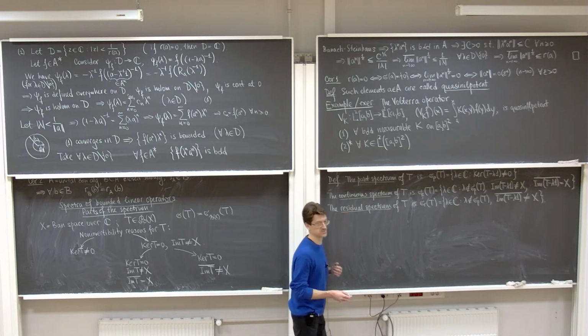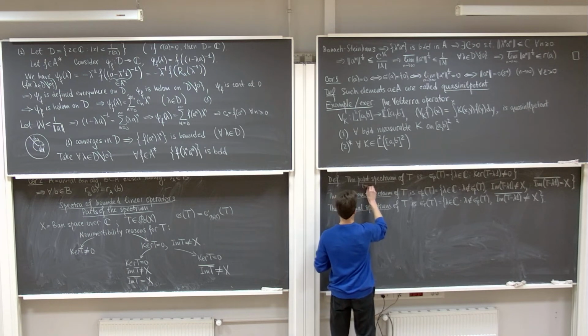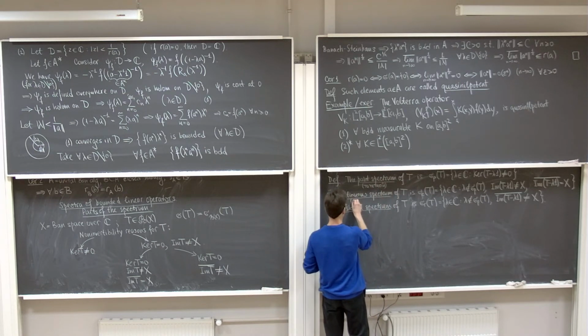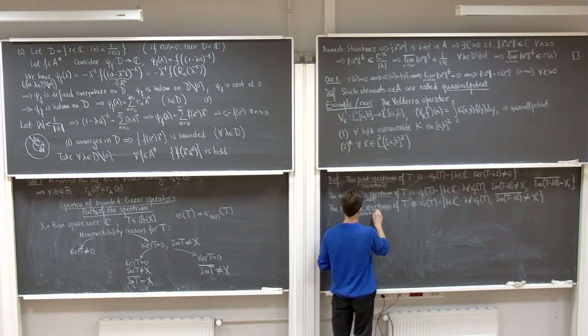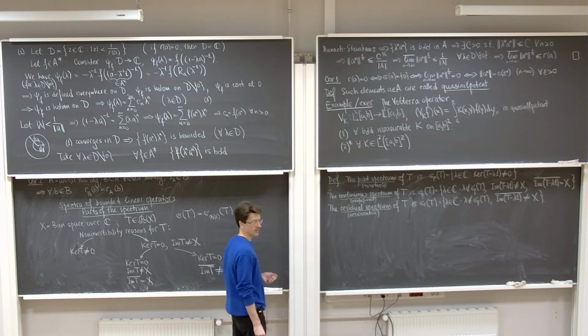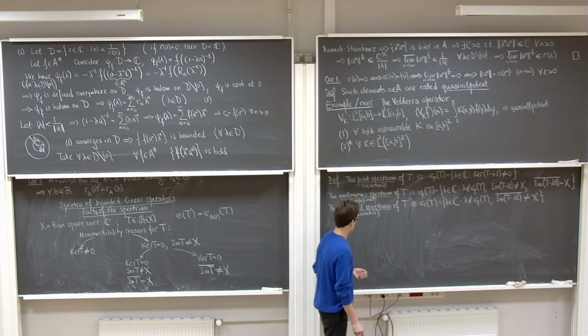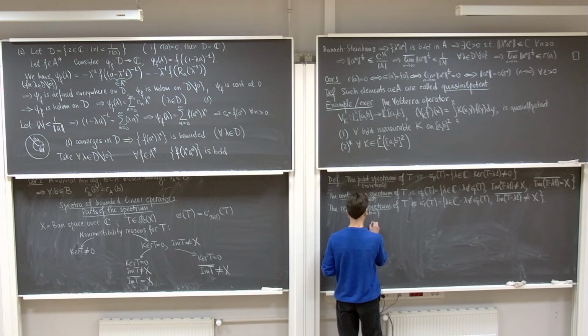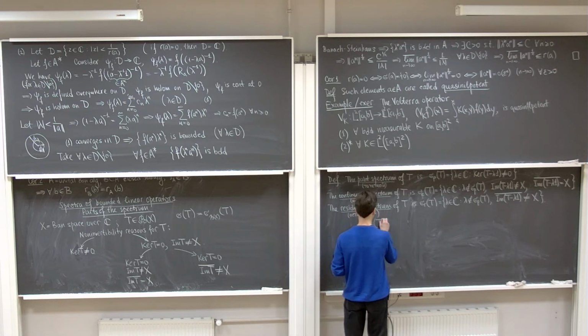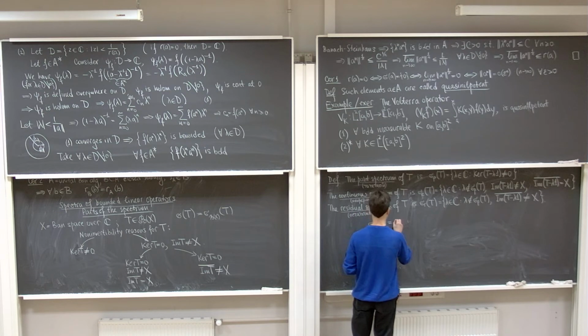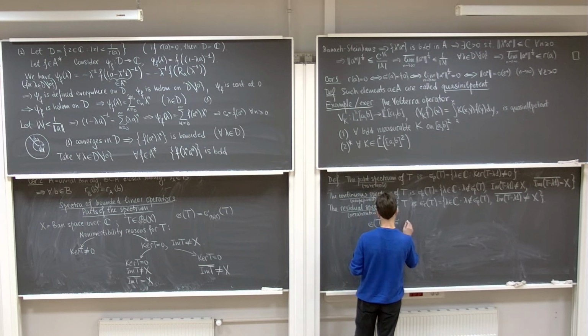So we have three parts of the spectrum. In Russian, point spectrum, точечный спектр, continuous, конечно, непрерывный, residual, остаточный спектр. So it follows from the definition that these three parts of the spectrum are disjoint, and they cover the spectrum. So we have the following disjoint decomposition.